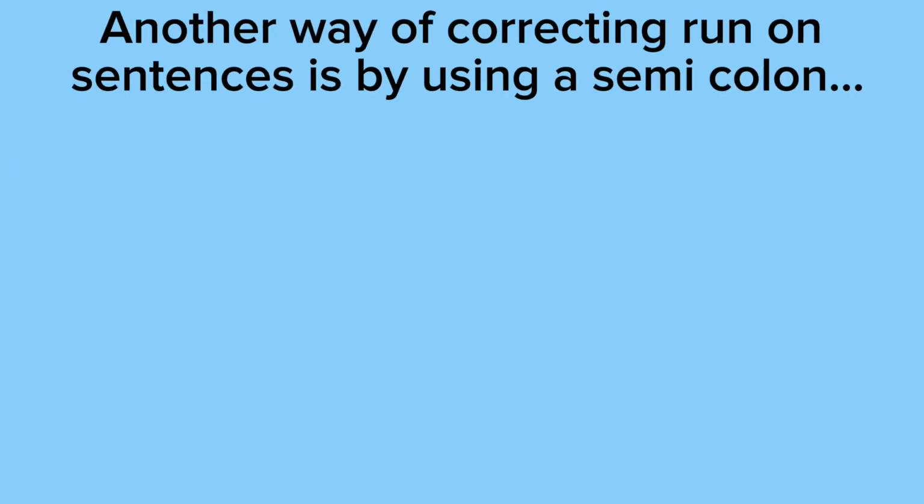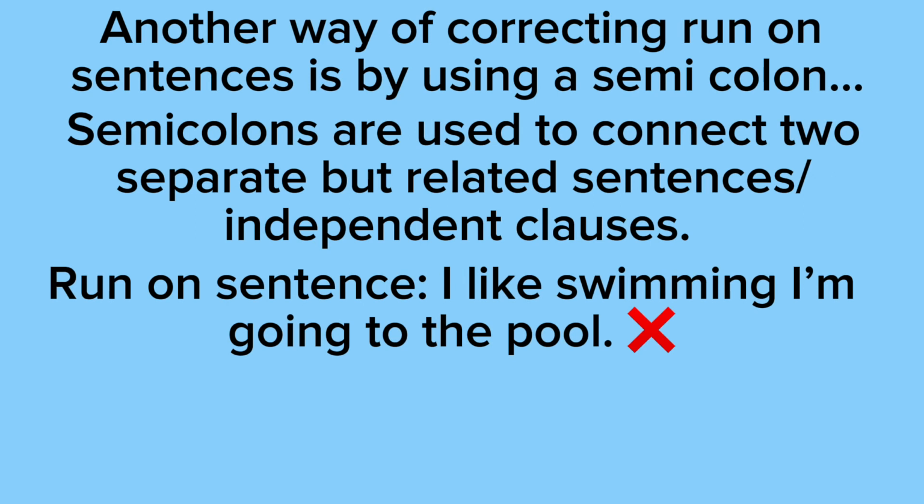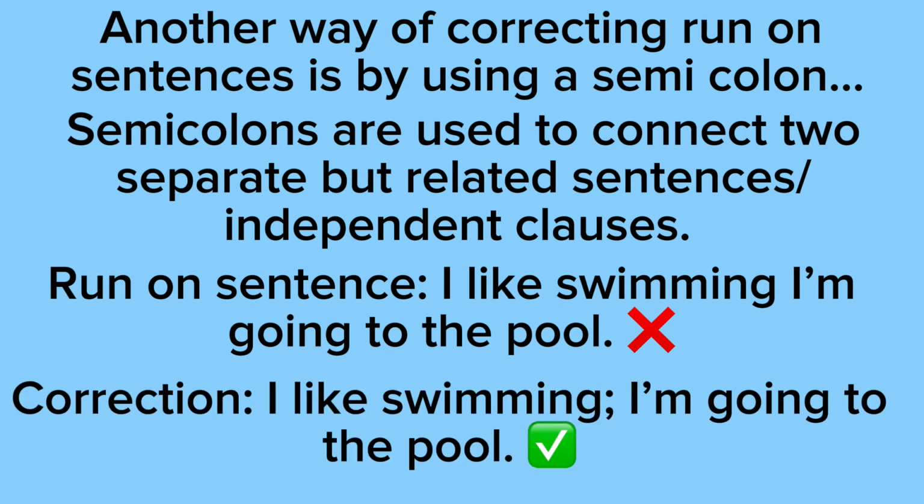Another way of correcting run-on sentences is by using a semicolon. Semicolons are used to connect two separate but related sentences, also known as independent clauses. Our run-on sentence says, "I like swimming, I'm going to the pool." There's no pause, no punctuation. So the correct way of saying this would be, "I like swimming; I'm going to the pool." As you can see, the semicolon divides two separate but related clauses.